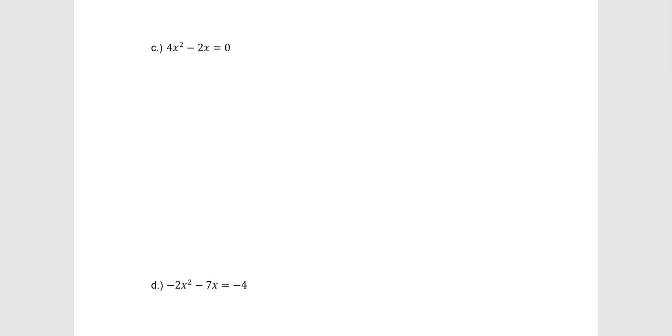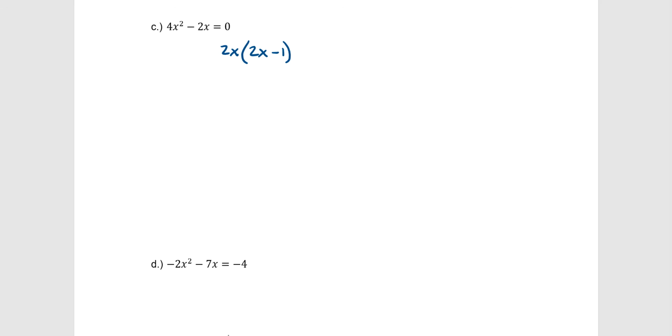So let's do another one. So we have 4x squared minus 2x equals 0. So this one isn't the same as the previous two. This one's going to be GCF factoring. So we can factor out a 2x. If we factor out a 2x, we're going to be left with 2x minus 1 equals 0. And this is completely factored.